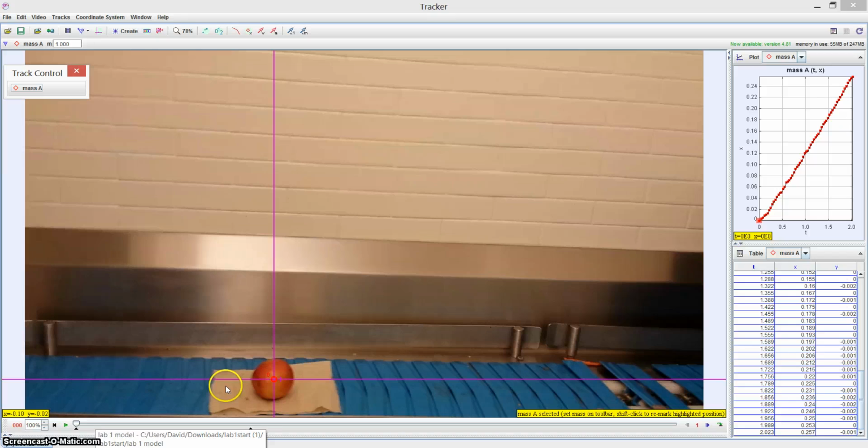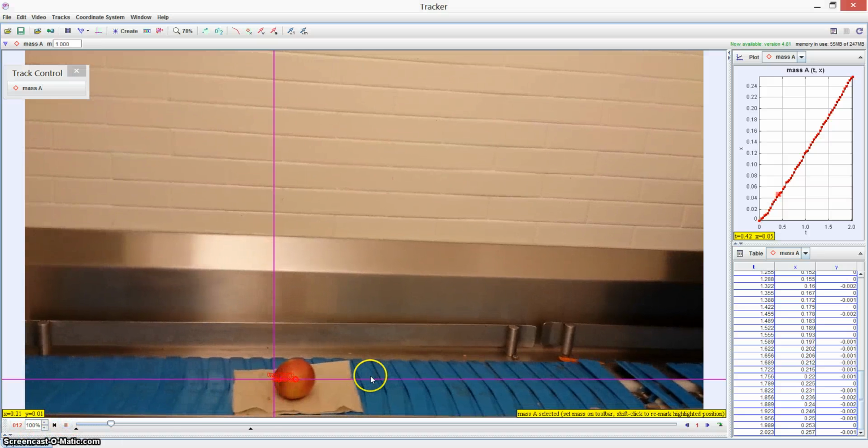Using Tracker, I set the origin of the axes as the center of the apple, created a length scale by placing the calibration stick over the diameter of the apple and specifying the length, and had the apple move in the positive x direction of the axis, as seen.